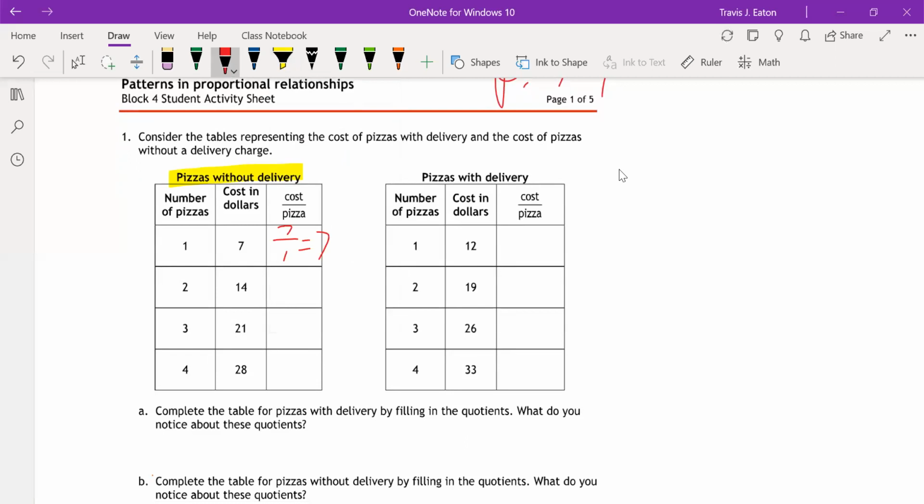In the next row, we have the cost is $14 divided by 2 pizzas, the cost is $7. In the third row, there are 3 pizzas for $21. So when we divide 21 by 3, you get 7. And the last row, 4 pizzas is $28. So we divide 28 by 4 and we get 7.